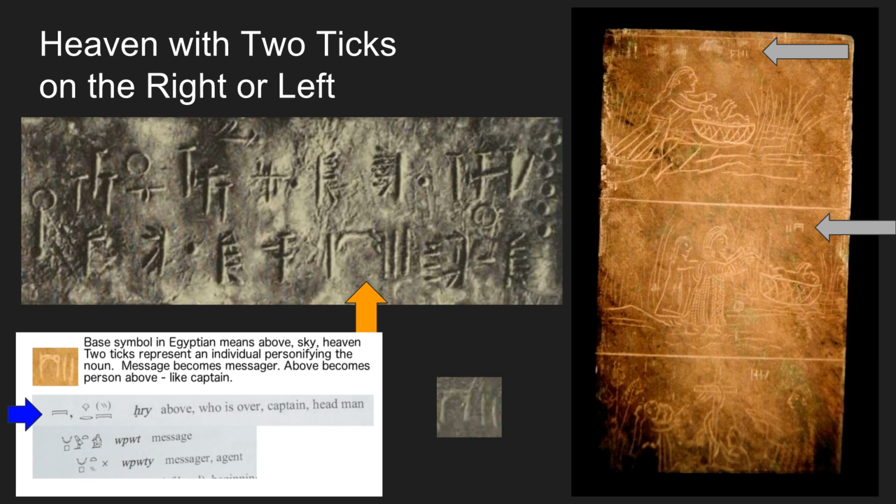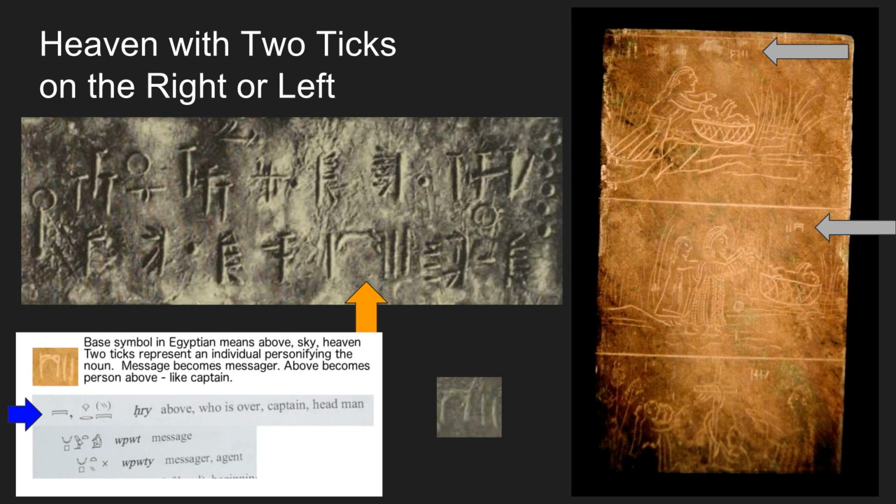Now, if you look at the other artifact where you've got Miriam pushing off the baby Moses, she has the symbol of heaven with two ticks on the right. And then when the daughter of the Pharaoh with her handmaiden go out to retrieve the baby Moses, the two ticks are on the left of the heaven symbol.